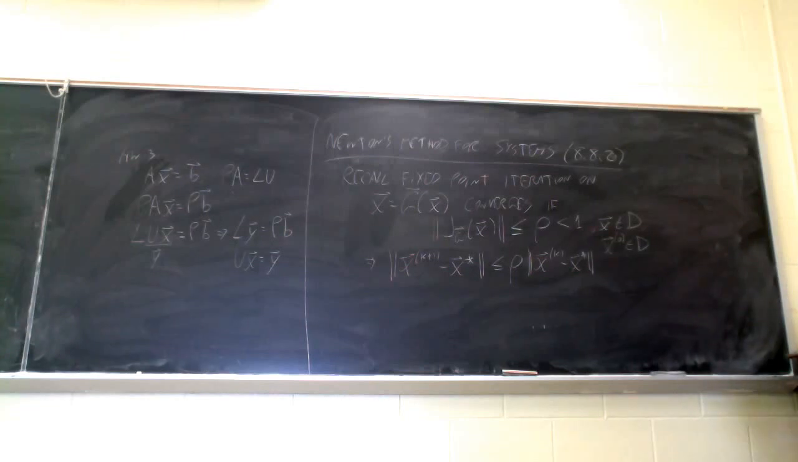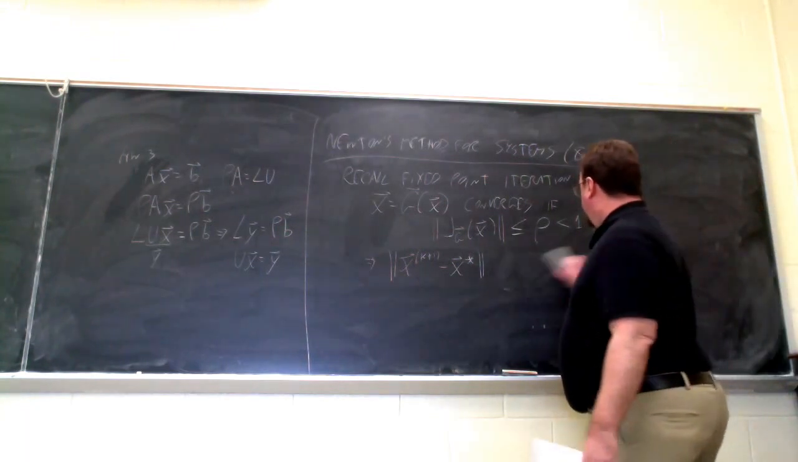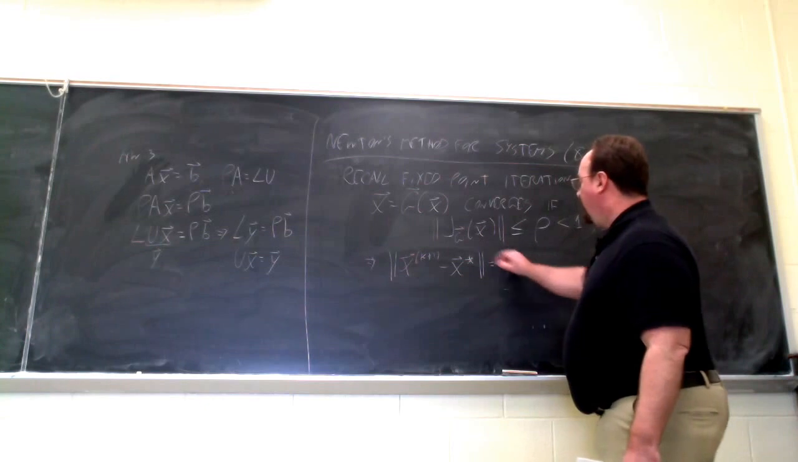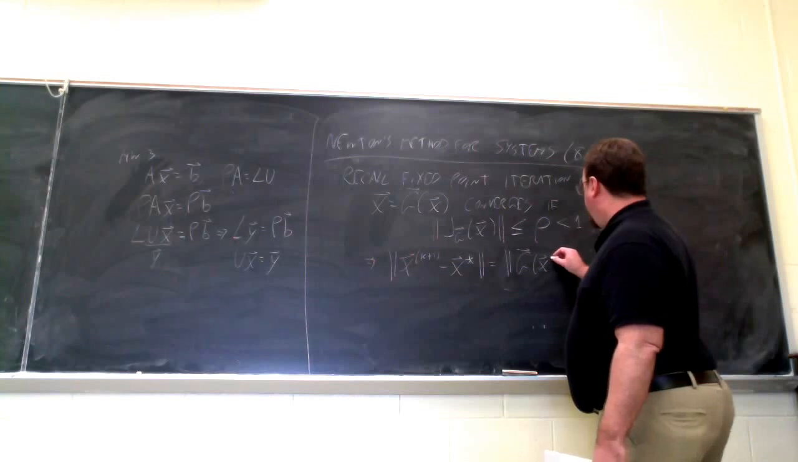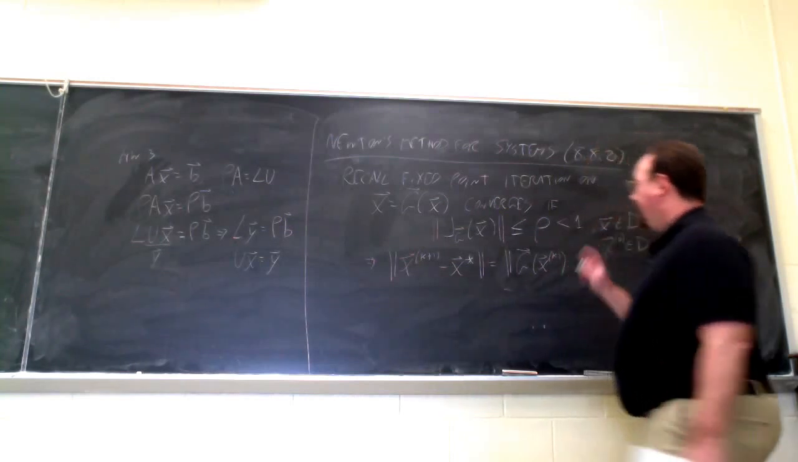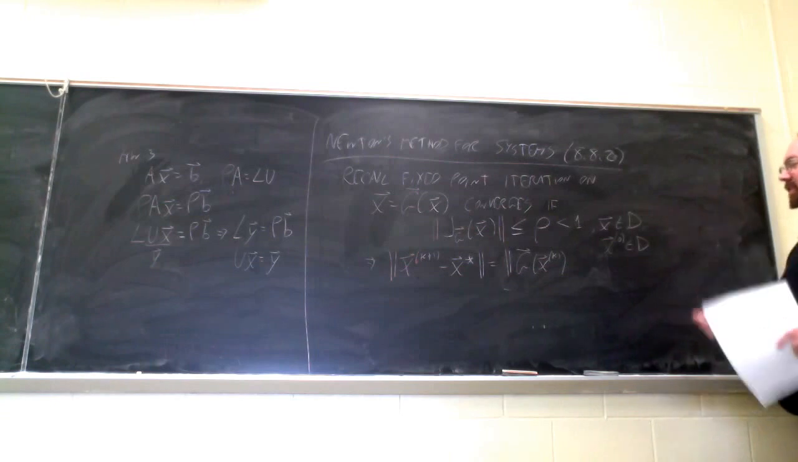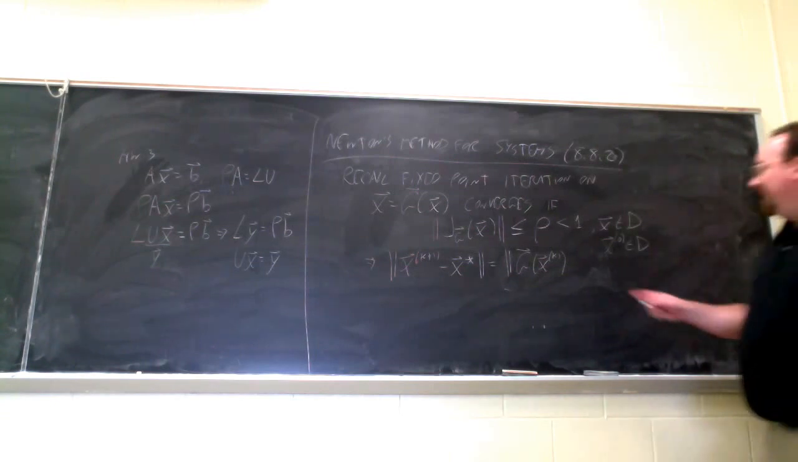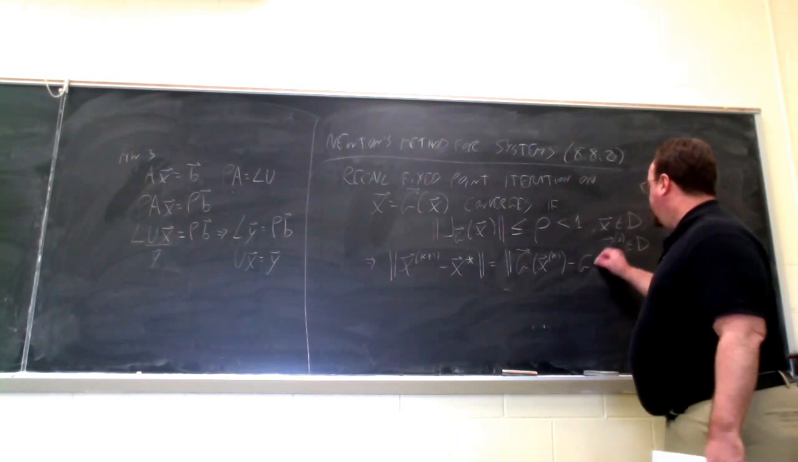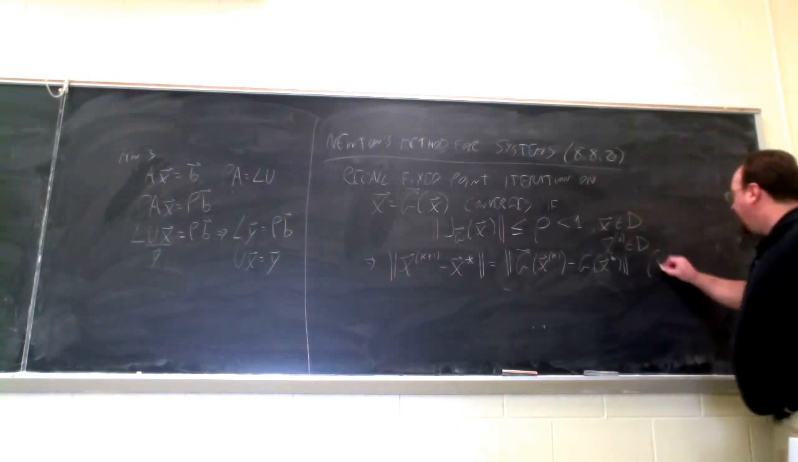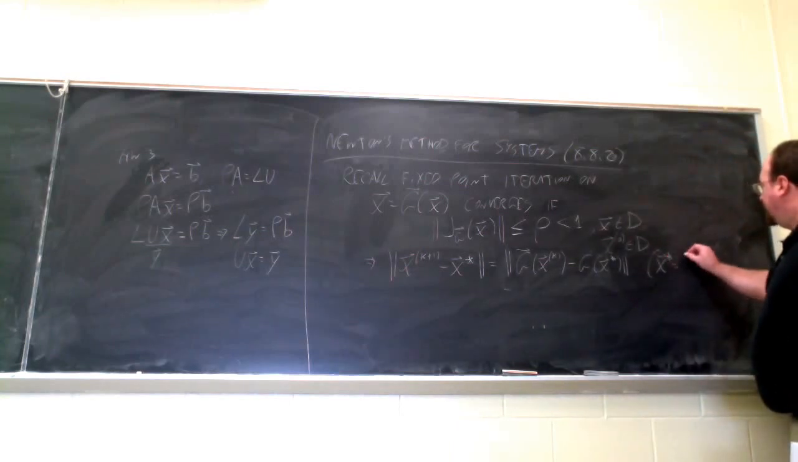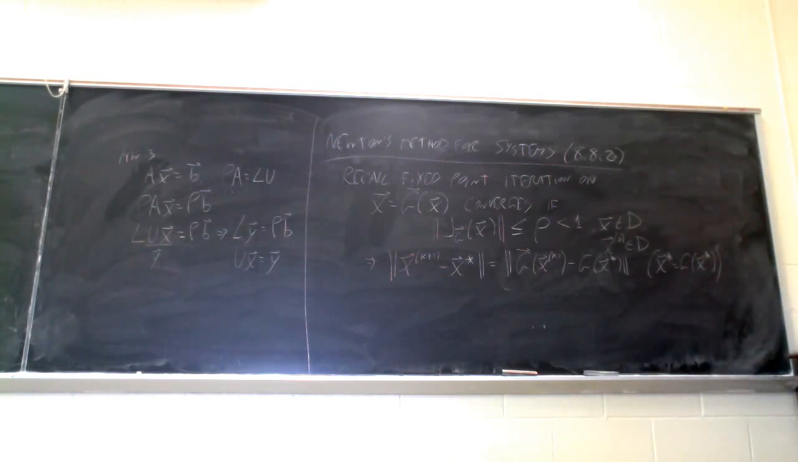Actually, I'm going to fill in a couple of steps here. What is x_{k+1}? That is g of x_k, because that's how fixed point iteration proceeds: you plug x_k into g and you get x_{k+1}. And x star is equal to g of x star, because x star is the exact solution. It's a fixed point, so it satisfies this equation.